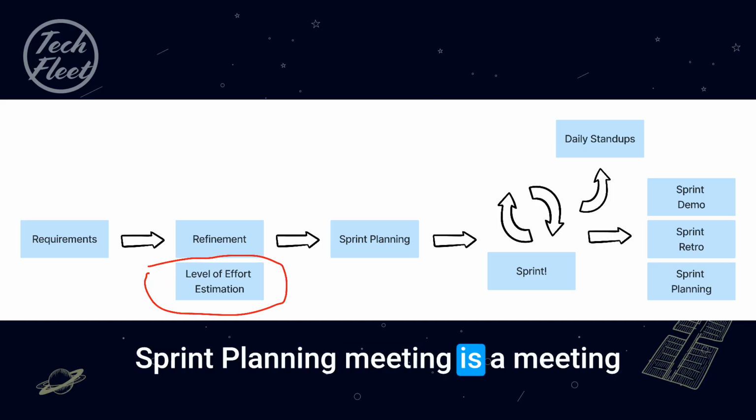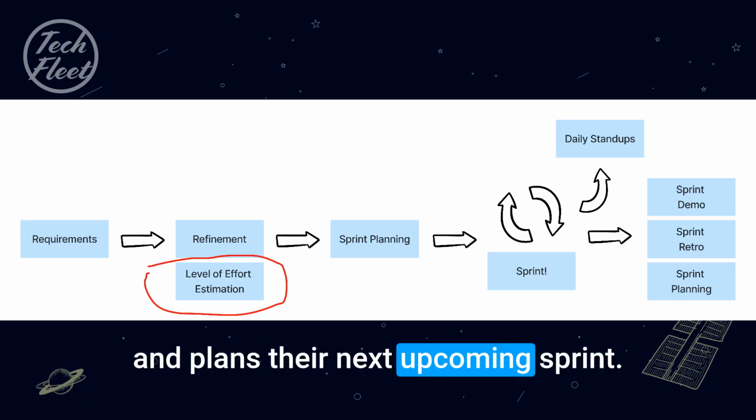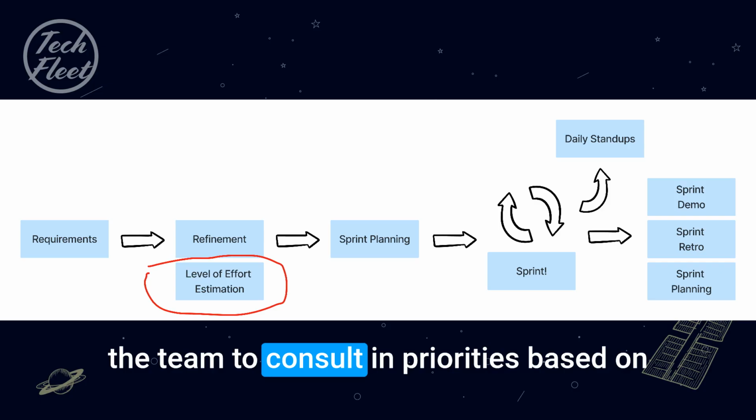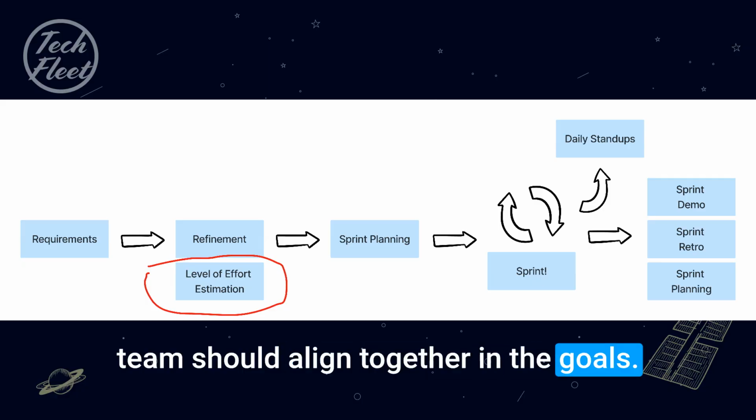Sprint planning meeting is a meeting where the entire team gets together and plans their next upcoming sprint. Product strategy teams should rely on the team to consult in priorities based on current and previous work, and the entire team should align together in the goals.